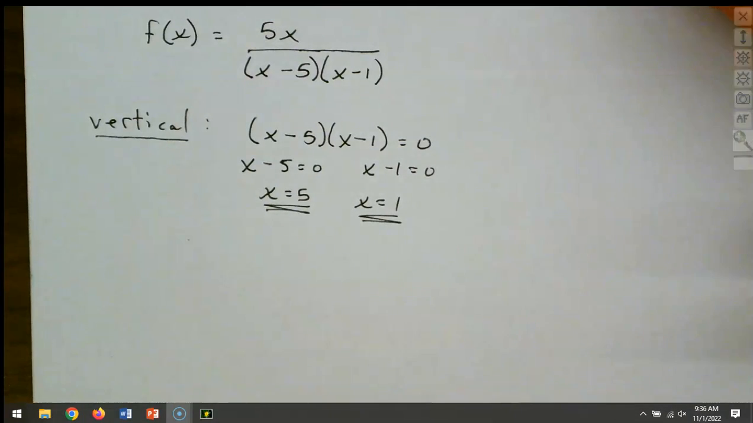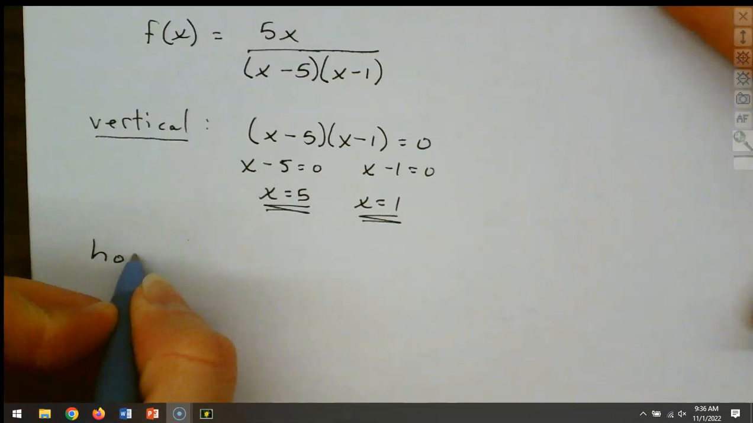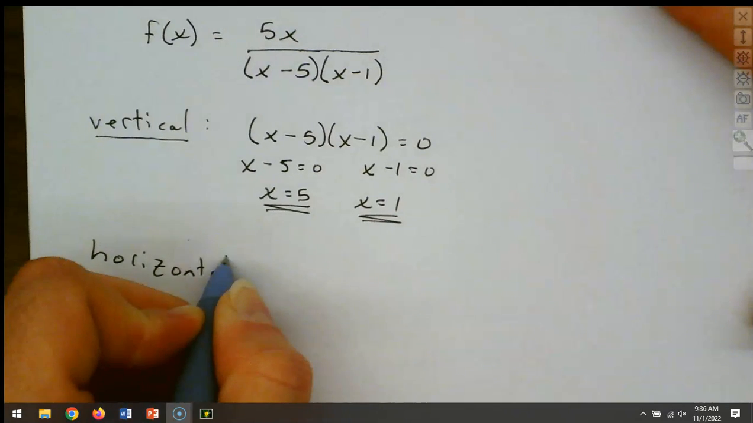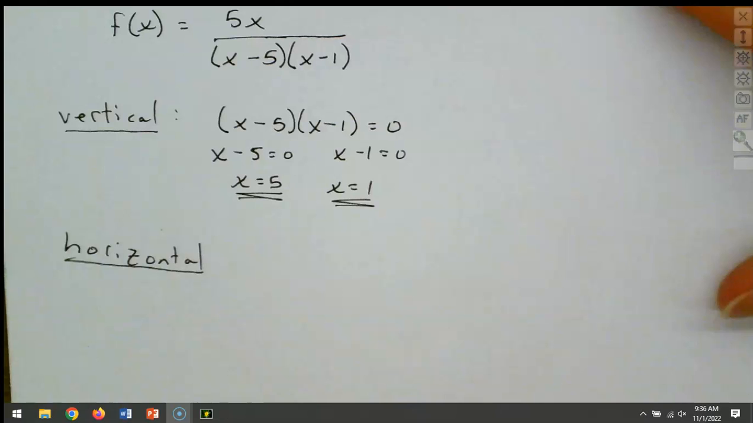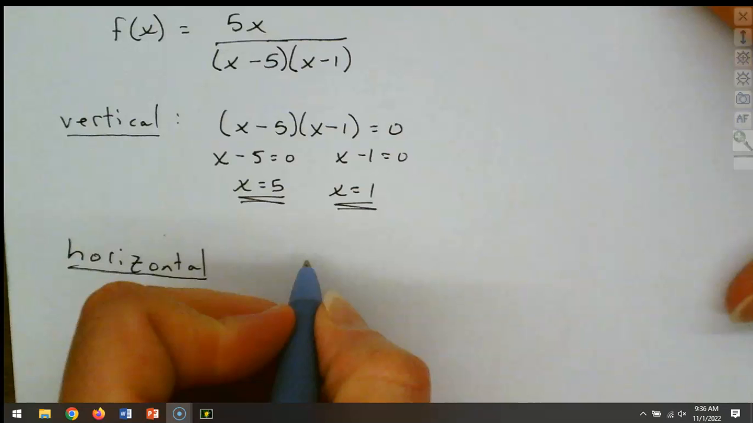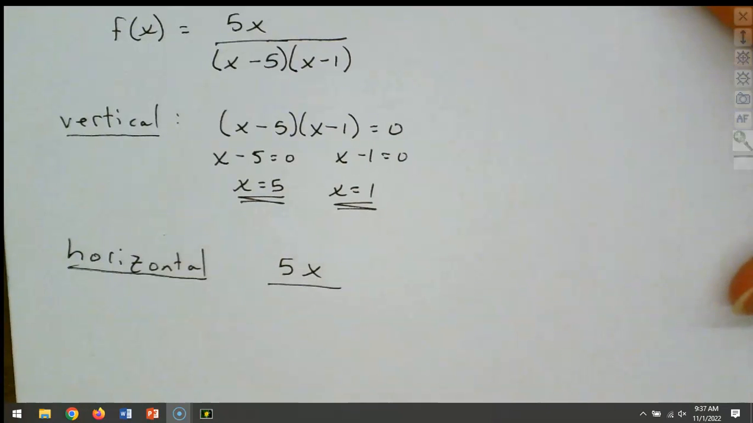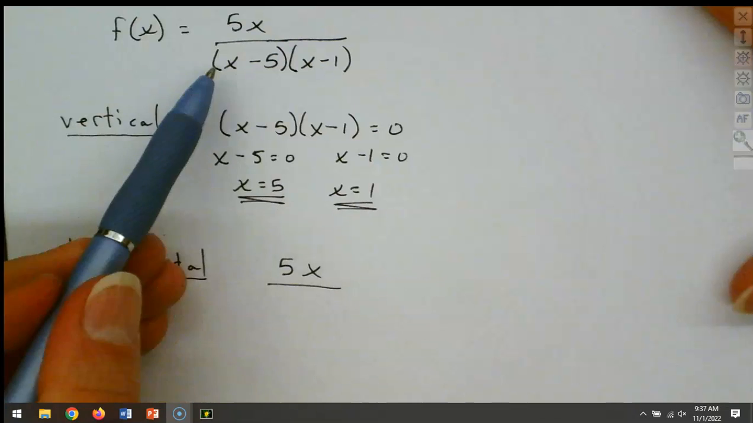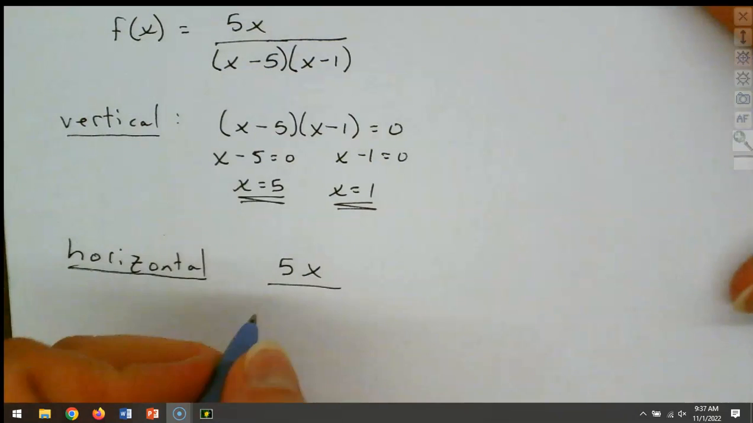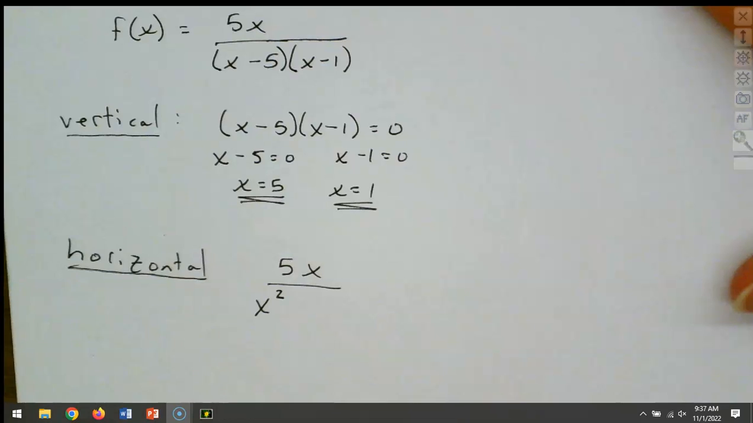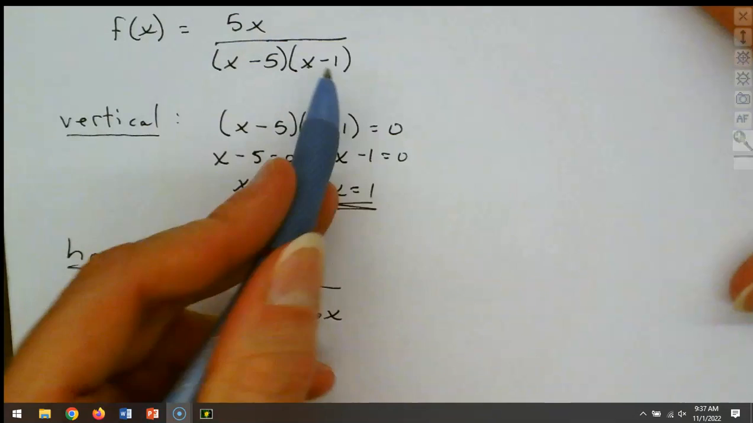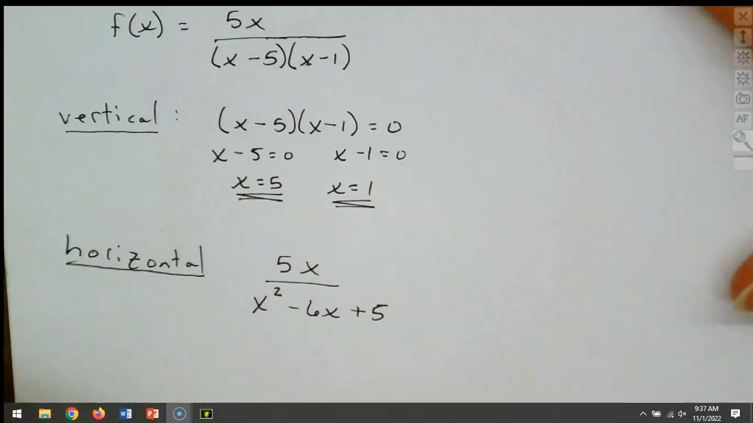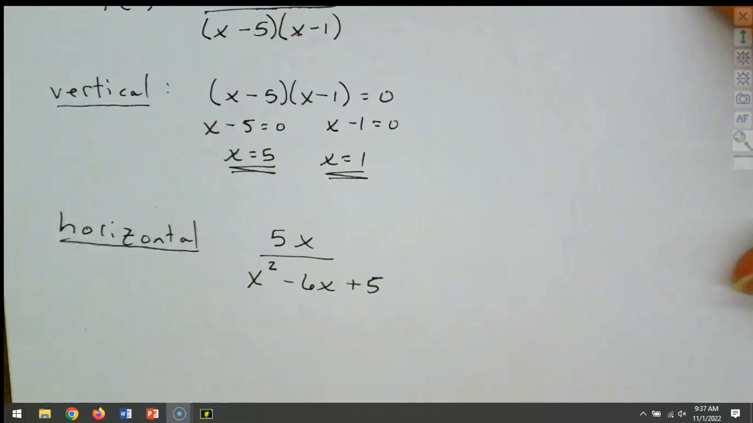Next, we need to find our horizontal. And when we get the horizontal, we're going to go ahead and FOIL this out quickly here, and then we'll see what we've got. So I'm going to take that 5x and leave it alone on the top. I'm going to FOIL out this denominator, and so that is x squared, minus 5x minus x makes it a minus 6x, plus 5. And how do we find our horizontal?